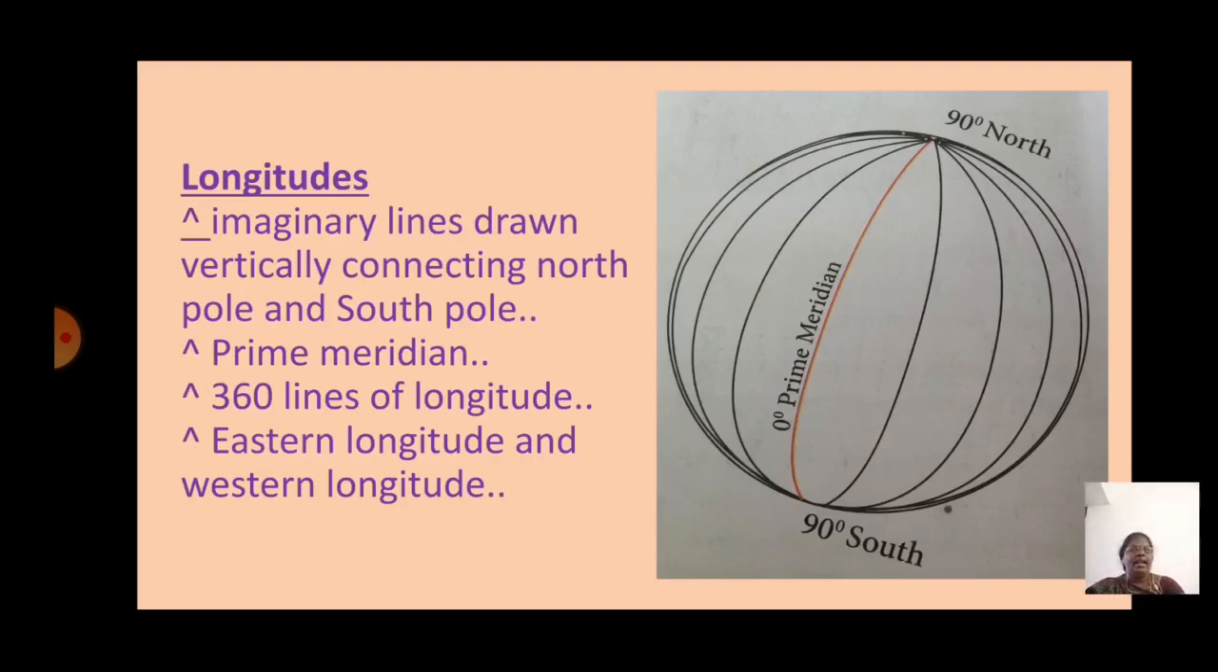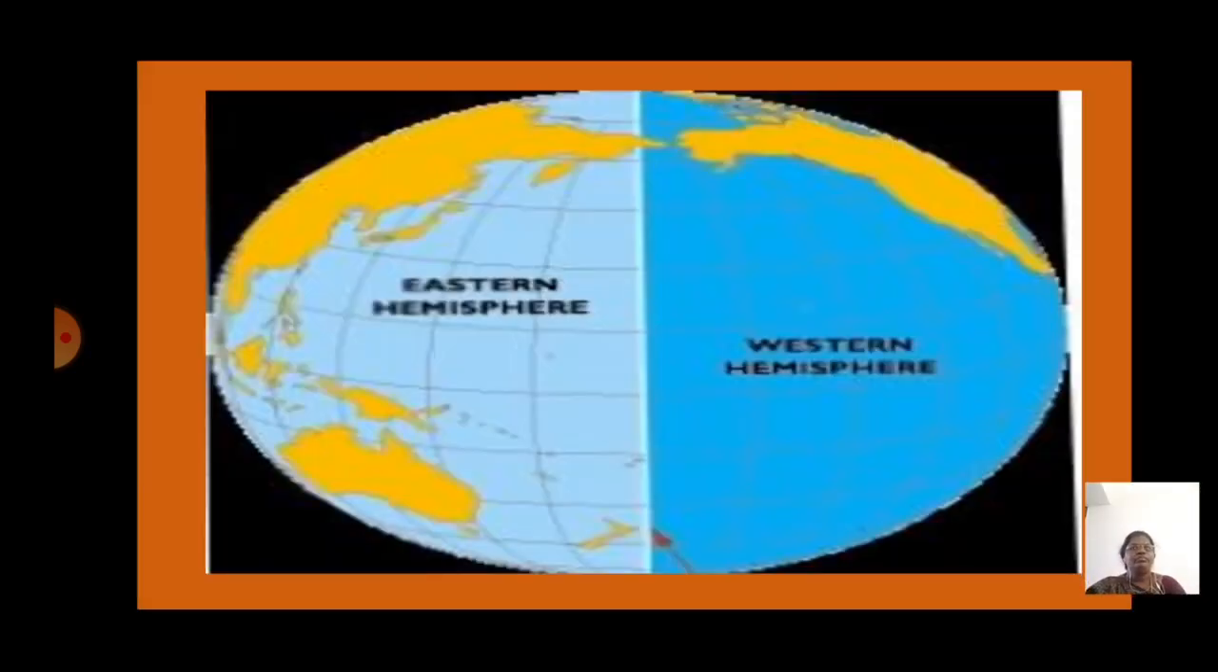And next we have hemispheres. Just refer to this picture, eastern and western hemisphere. The part of the earth between the 0 degree line of longitude and the 180 degree east line of longitude is known as the eastern hemisphere, and the part of the earth from the 0 degree line of longitude to the 180 degree west line of longitude is named the western hemisphere.